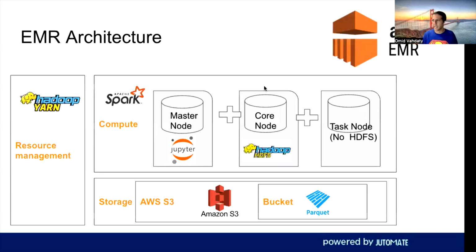So if we talk about the architecture, you have an EMR architecture which consists of the resource management, compute, and storage. And we said in EMR you have a master node, which doesn't have HDFS installed, but it has applications like Jupyter, a core node, which has an HDFS file system, and a task node, which has no HDFS. It's only compute. And you have an external storage file system, which is S3. Any questions about the architecture before we proceed? Because there are lots of examples based on this slide.